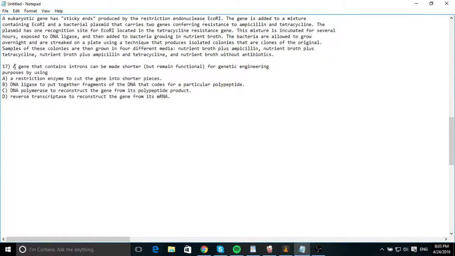Next question. Oh, okay, so this reading is the same thing, so we'll just go to the question. A gene that contains introns can be made shorter but remain functional for genetic engineering purposes by using a restriction enzyme to cut the gene into shorter pieces, B. DNA ligase to put together fragments of DNA that codes for a particular polypeptide, C. DNA polymerase to reconstruct the gene from its polypeptide products, or D. Reverse transcriptase to reconstruct the gene from its mRNA.